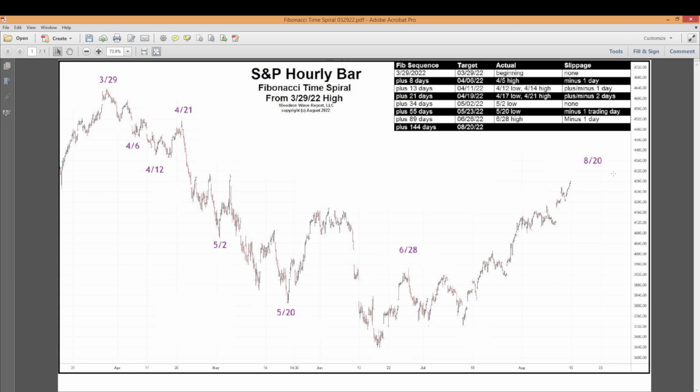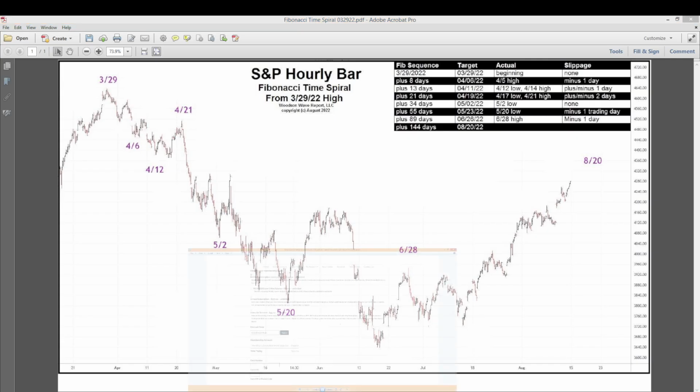So if that's going to be accurate, then we'd expect the market to turn one trading day before, which is Friday, which is tomorrow, the 19th, or Monday, which would be the 22nd, more likely on the 19th, okay? There's virtually zero chance it's going to mark a low. But we'll see if that thing turns there, okay? Getting into our Fibonacci time spirals.